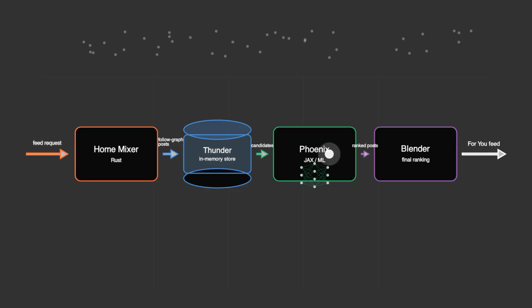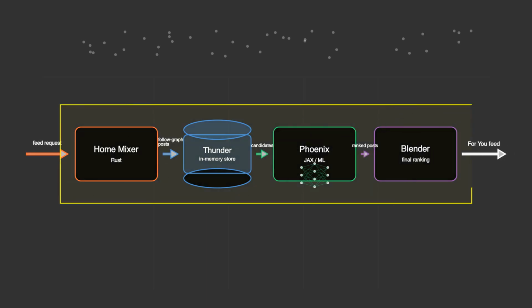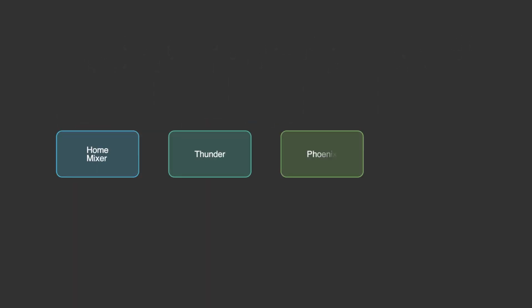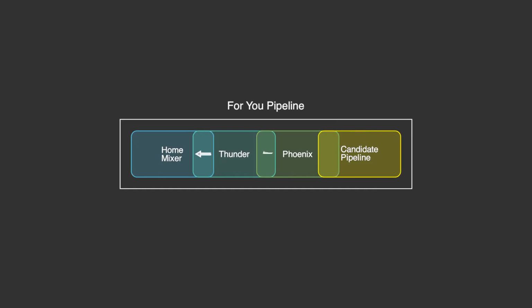By the end, you will understand the full path from a feed request to a ranked list of posts, and why the architecture makes the trade-offs it does. Let us start with the big picture, before diving into each component.